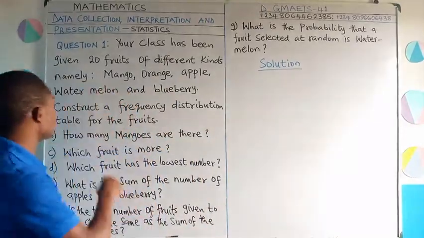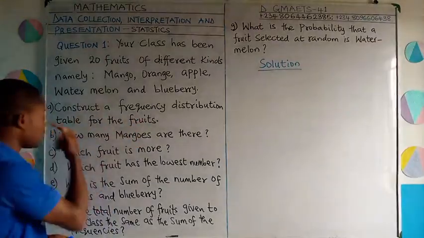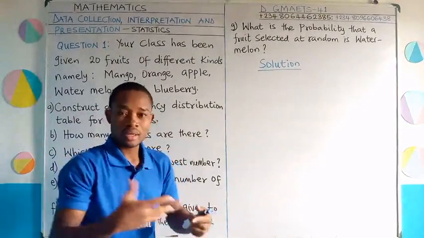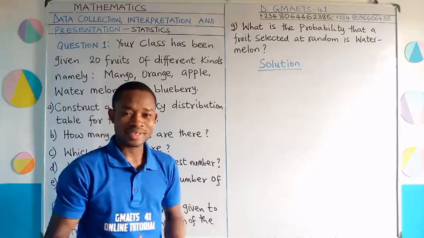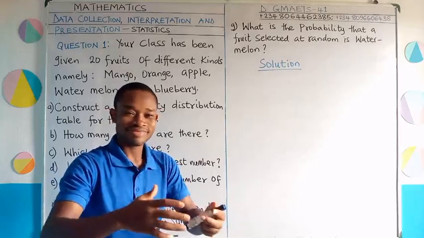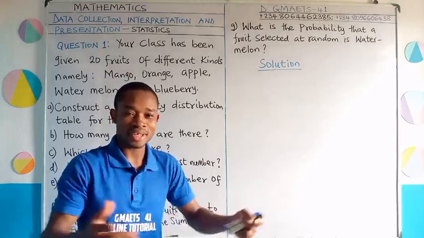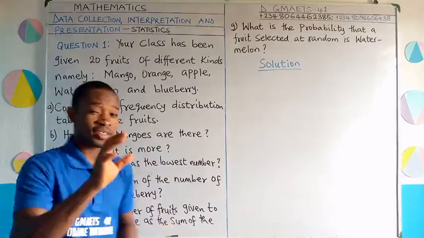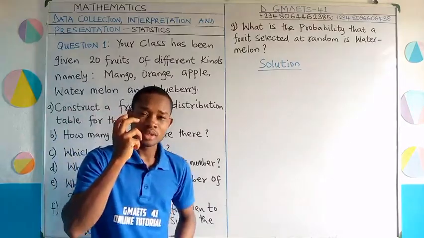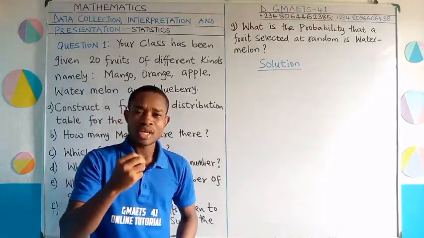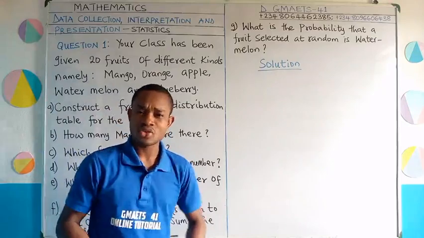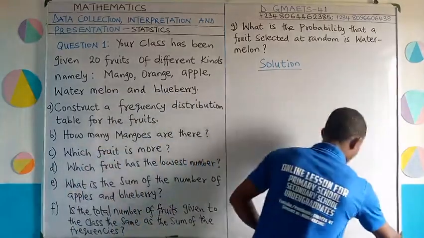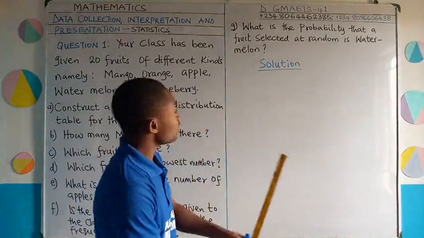So the first thing we're going to do is to construct a frequency distribution table for the fruits. So we need to do some counting and arrange them. Does that make sense? Arrange them, and then we can count them out. So to do that, so that the information will be understandable and good to the eyes, let's draw the frequency table. To construct the frequency table, let's do this quickly.